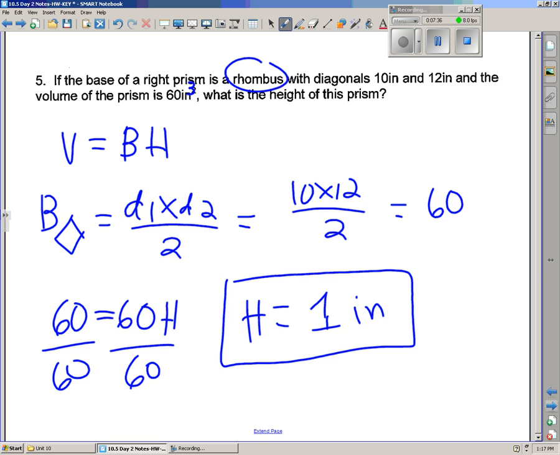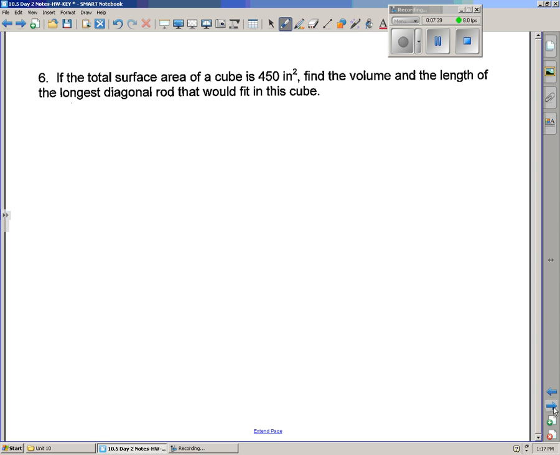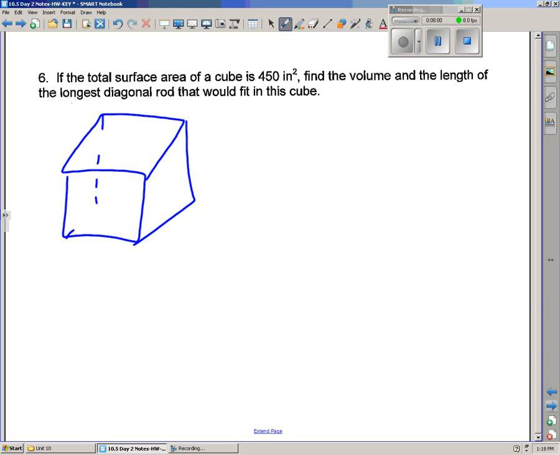Okay. This last one, we're talking about the total surface area of a cube, and then they want to find the volume and the length of the longest diagonal rod that would fit in the cube. In order to be diagonal, you have to go from the top of one base, or I guess we'll talk about the top of the ceiling, to the bottom corner of the floor. In other words, if we were to draw, and now this is my best attempt at a cube, the diagonal would have to go from the back top corner to the bottom front corner and go through that cube. Okay, that's what the diagonal is.